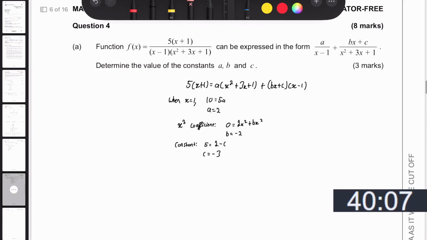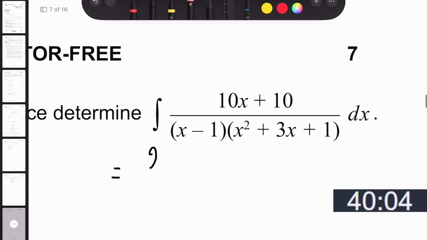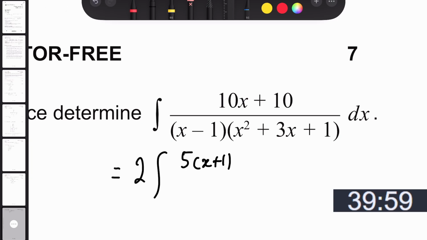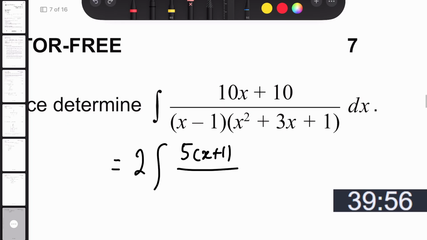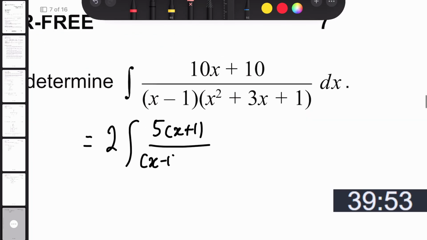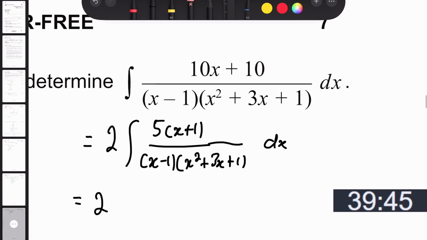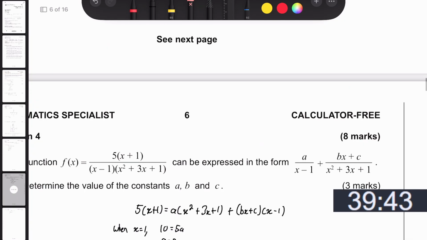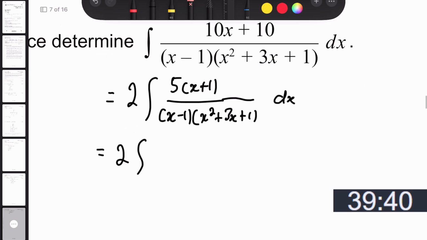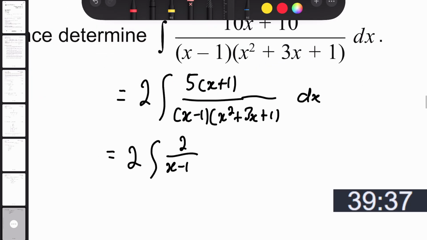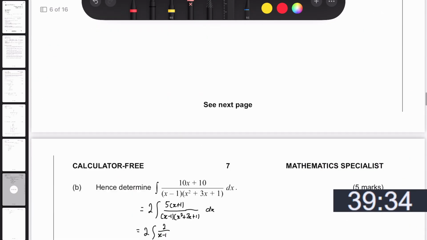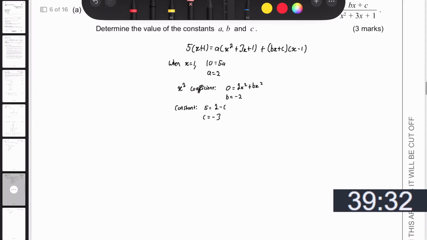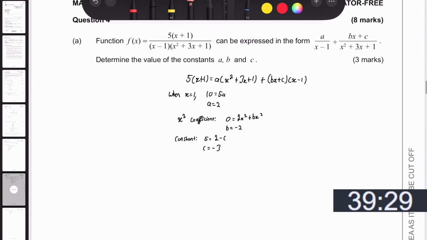So this is equal to 2 of, let's say 2 of 5 of x plus 1, because expanding this we get 5x plus 5. So x minus 1, x squared plus 3x plus 1 dx, which will be 2, and this becomes 2x minus 1, plus b was negative 2 and c was negative 3.